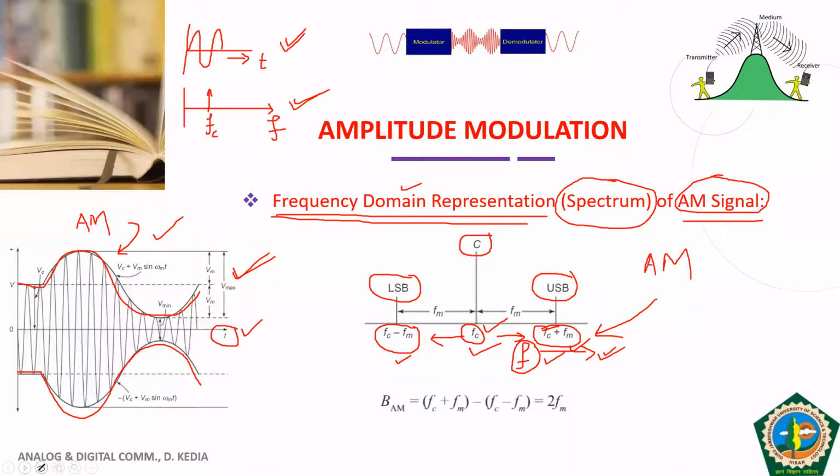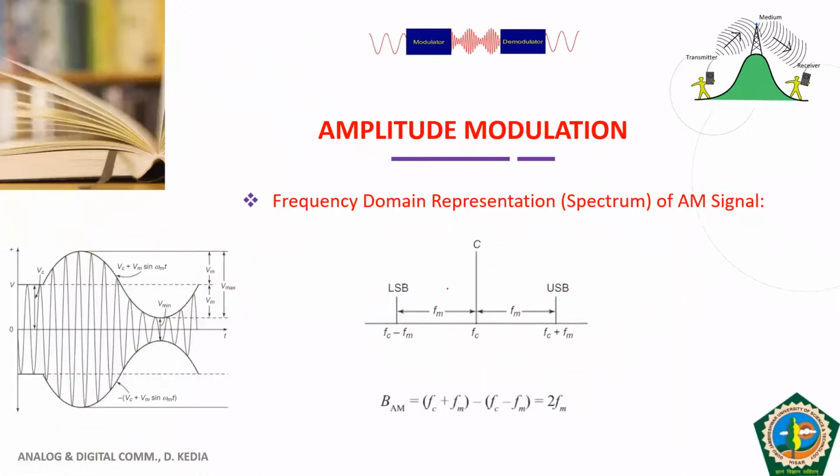And if you observe the same AM in the frequency domain, then what has happened? We have obtained three frequencies: one is the carrier frequency, another is the upper side band, and the third one is the lower side band. FC, FC minus FM, and FC plus FM. And I was talking about bandwidth in the frequency domain. What is bandwidth? Bandwidth means highest frequency minus lowest frequency. And what is the highest frequency in the AM signal here? FC plus FM. What is the lowest? FC minus FM. If you subtract, you get twice FM.